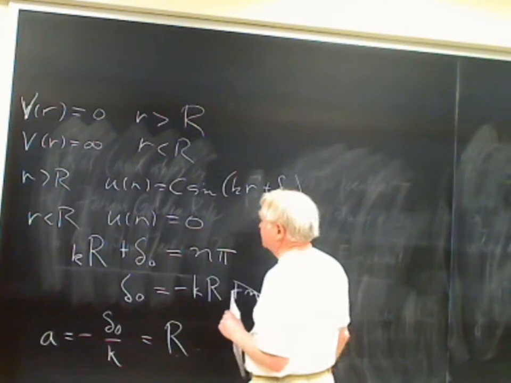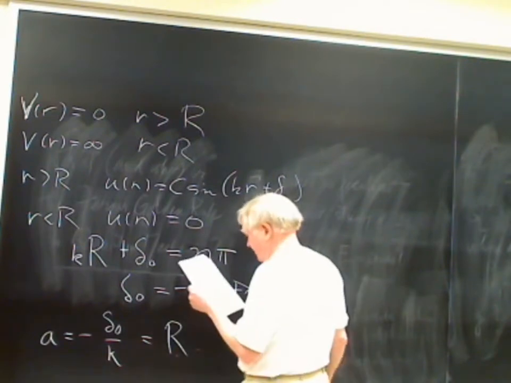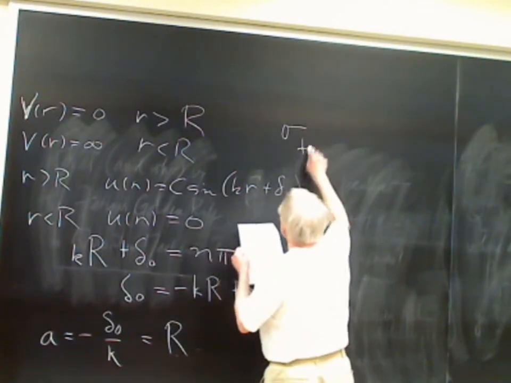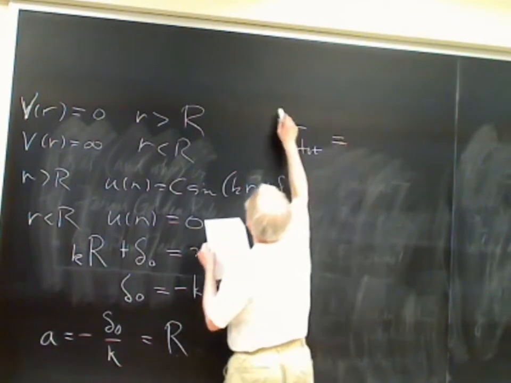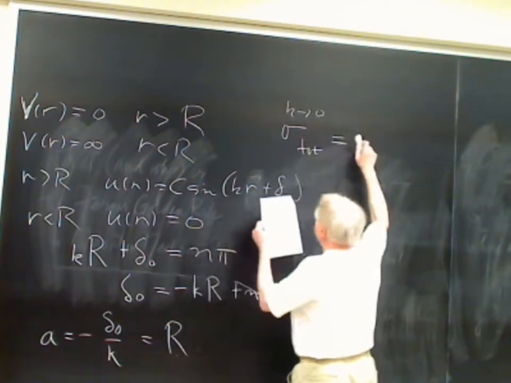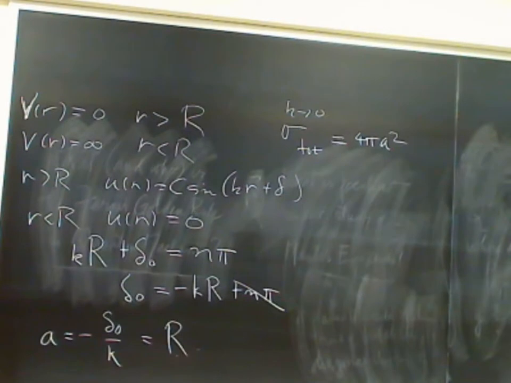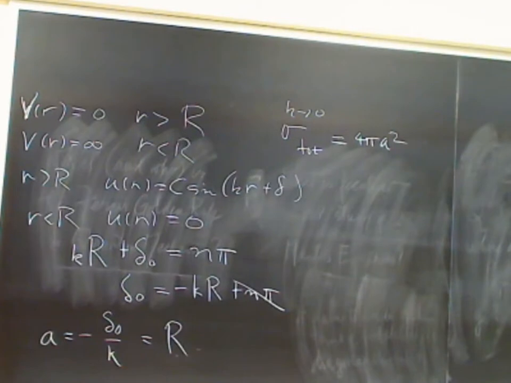So the low energy cross section here is certainly going to be isotropic. It's basically an S wave, and so the sigma total at low energies is 4 pi a squared. That turns out to be the actual cross section if you go through the rest of the calculation. And in fact, we can sort of figure that out from this formula over here.